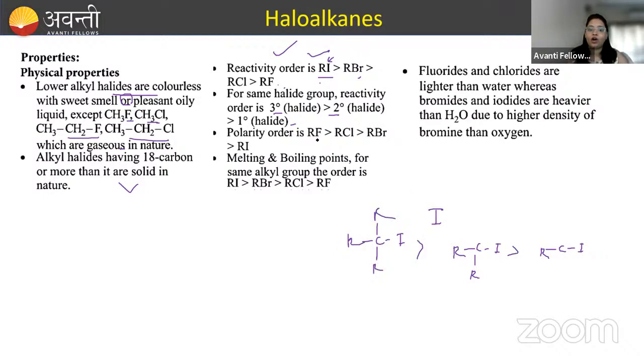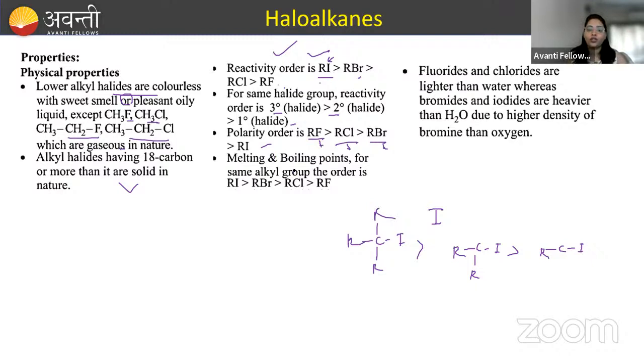The polarity order when we talk about these halides is that RF is more polar than RCl, then RBr, then RI. You know Fajans' rule, right? Very good. The polarity depends upon the size, and the electronegativity of fluorine is very, very high, and that's why the charge separation is high there, and that's why it is a very, very polar bond. Very good. Now let's move on to the next.